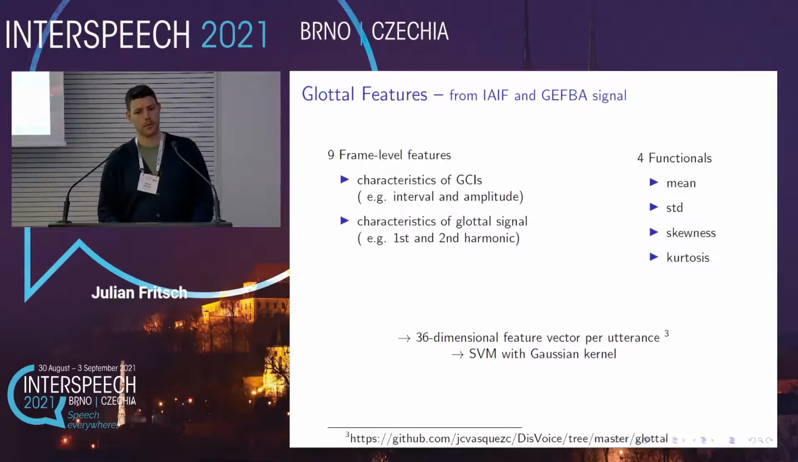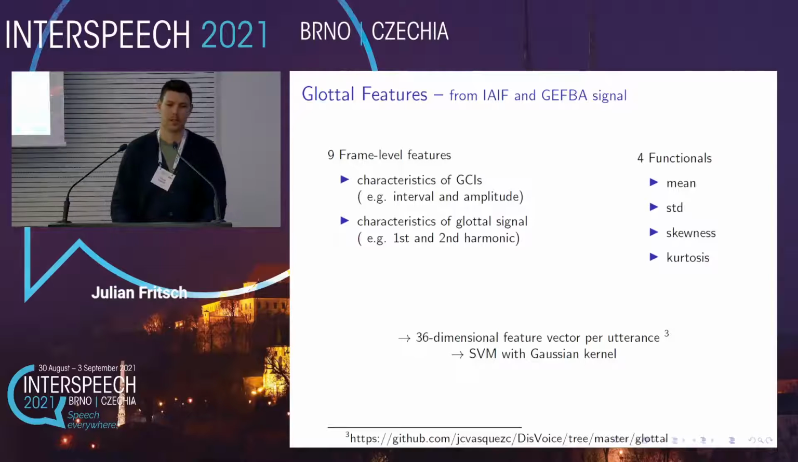Now, from the glottal signals, we extract a feature set we call glottal features from the IAIF and the GEFBA signal. There are 9 features, and roughly they are characteristics of the glottal closure instance, such as their intervals and amplitude, and characteristics of the glottal signal itself, first and second harmonic, for example. Again, of those 9 frame level features, we calculate functionals and end up with a 36-dimensional feature vector that we again plug into SVM.